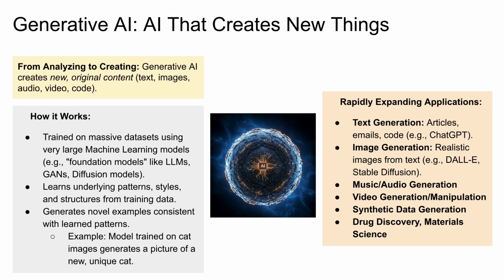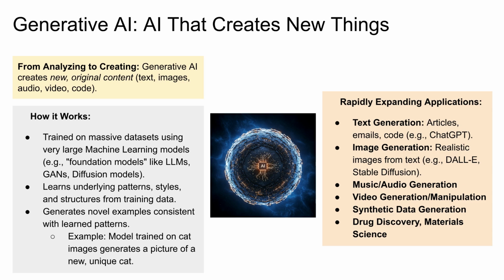Generative AI, GenAI, represents a significant evolution, shifting AI from primarily analyzing existing data to AI that can create new, original content. This type of AI can generate text, images, audio, videos, and even computer code based on patterns learned from vast amounts of existing data. Generative AI typically involves training very large machine learning models, often called foundational models, which includes large language models for text or architectures like GANs and diffusion models for images on massive data sets. These models learn the underlying patterns and styles. Once trained, they can generate new examples that are novel and not just copies.